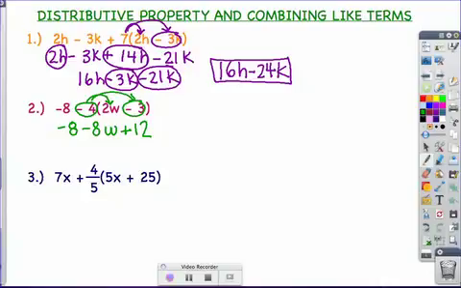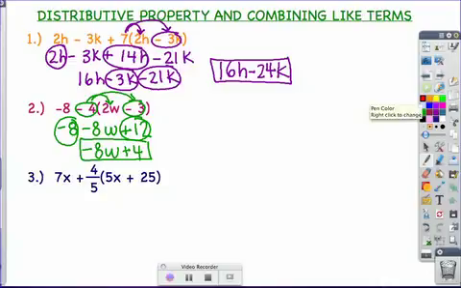For number 3, distribute 4/5 to both 5x and 25. 4/5 times 5x over 1, I can cancel out my 5's by cross-reducing, so I'm left with 4x. 4/5 times 25 over 1, I can cross-reduce. 4 times 5 is 20. Recopy my 7x, and combine like terms. 11x plus 20.